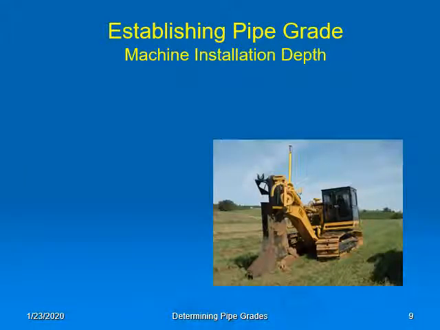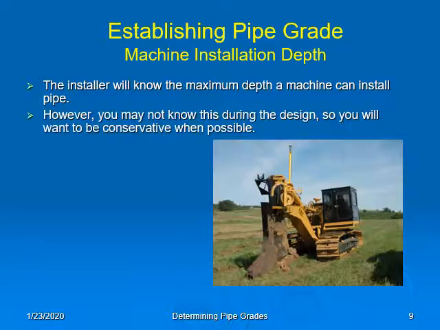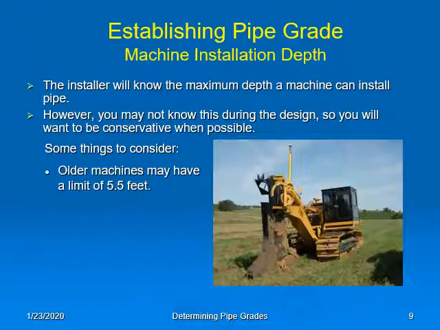The limitations of the trencher or plow is a major factor when we decide on the depth to install a drain. The installer will know the maximum depth a machine can install pipe. However, you may not know this during the design, so you'll want to be conservative when possible. Some things to consider: older machines may have a limit of about 5.5 feet.